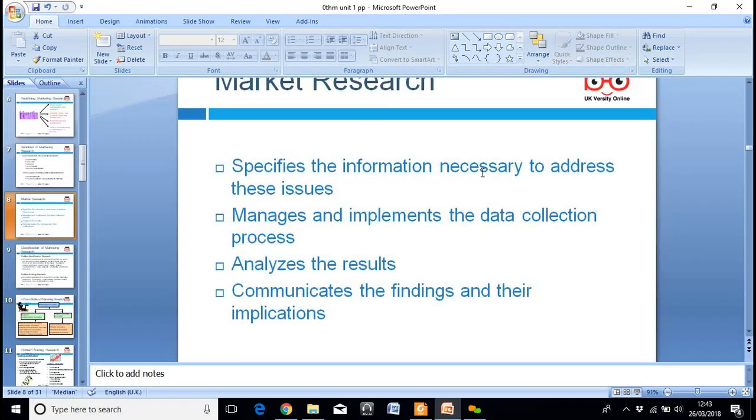So it specifies the information necessary to address the issues, manages and implements the data collection process, analyzes the results, and communicates the findings and their implications. Because quite often, if you solve a problem, it can bring other issues in which you do have to look at as implications.